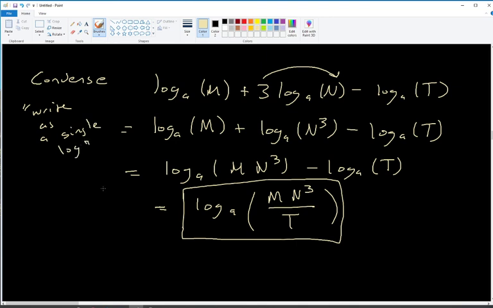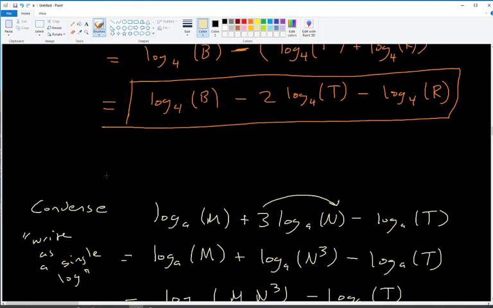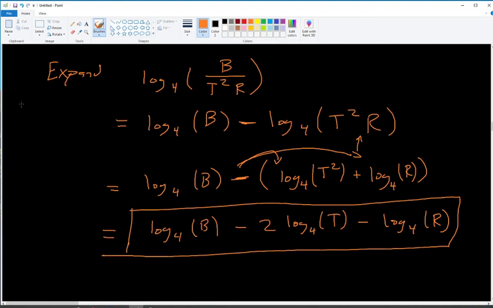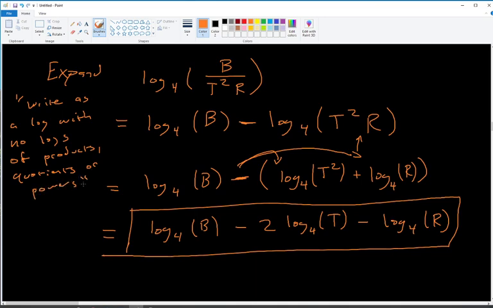Oh, I should say sometimes instead of condense, they say write as a single log. So instead of saying condense the equation, sometimes they'll say write the equation as a single log. And with expanding the equation, sometimes they write this as write as a log with no logs of products, quotients, or powers. So that's kind of the long way of saying expand.